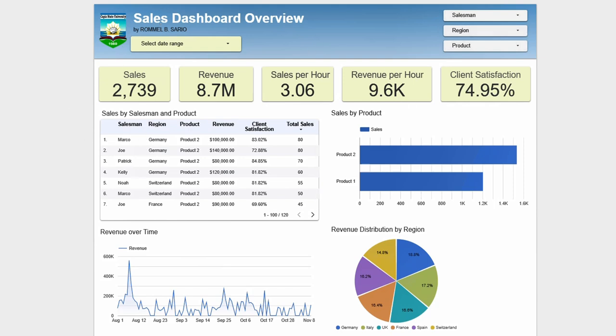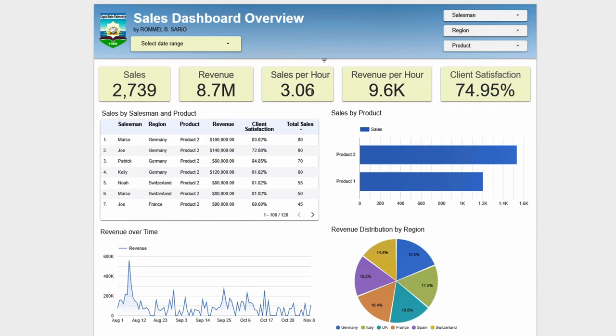Now, looking at the KPIs, we have the sales. We have a total of 2,739 units or items being sold. It shows that the sales performance remains active and consistent. The revenue is 8.7 million. That shows a strong revenue performance with a sales per hour of 3.06. That means they are productive.